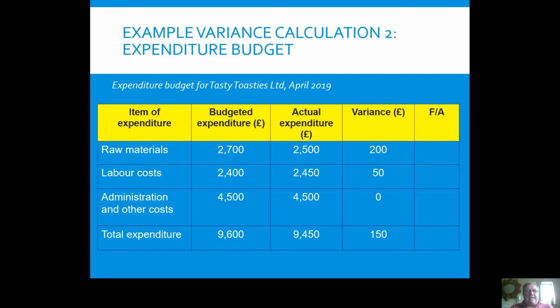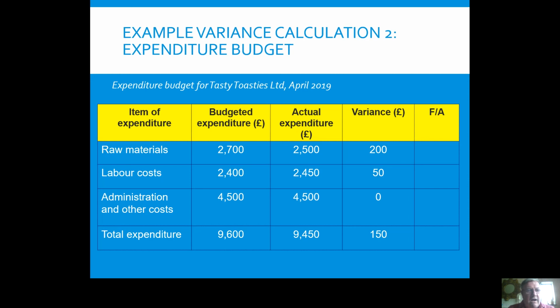Okay, let's have a look at the expenditure budget. We thought we'd spend £2,700 on raw materials. I would imagine that's cheese and bread and ham for a toasted sandwich shop. But we actually spent £2,500. So the variance is the difference between the two. It's 200. Tell me, is it favourable or adverse to have spent less than we had thought?